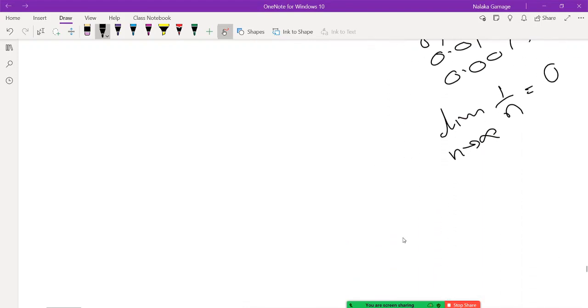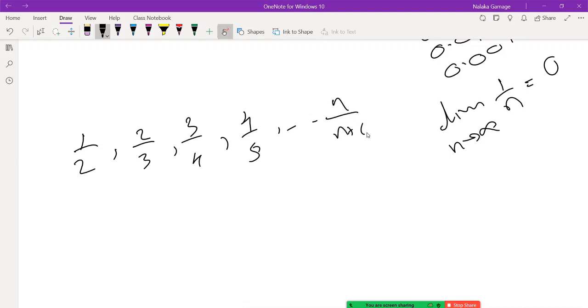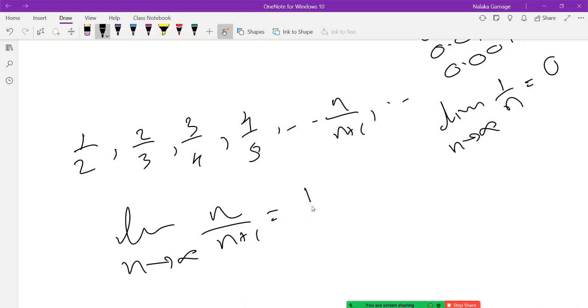Right. Then I gave another example, something like 1 over 2, 2 over 3, 3 over 4, 4 over 5. If it is n, this is 1, 2, 3, 4, n divided by n plus 1, and it keeps going. And we found that this is getting closer and closer to 1. It is never going to go beyond 1. So we say that the limit, when n reaches infinity, of n over n plus 1 is 1.